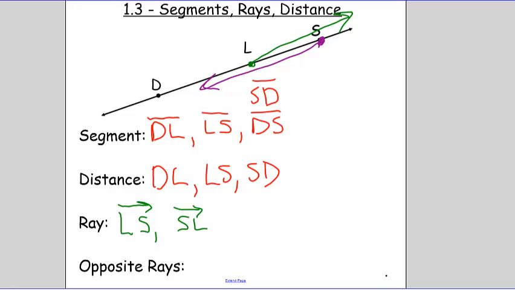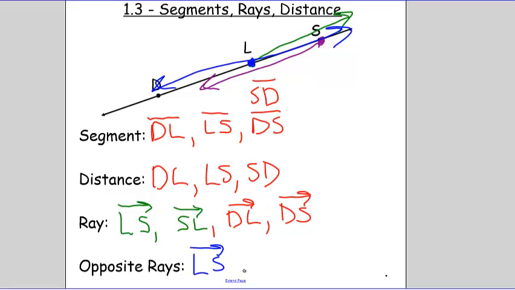And there's a bunch of other rays on there. Another ray we could name would be DL. And DS technically would be the same ray because L and S are on the same side of D, and D is our endpoint of that ray. Now, opposite rays. Opposite rays are two rays that share the same endpoint. So an opposite ray here would be LS and LD. So when I have two rays together, what we have is a whole line.